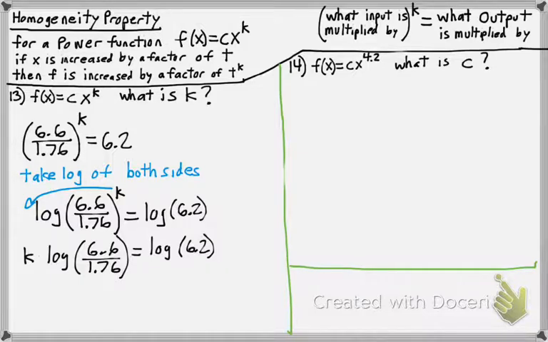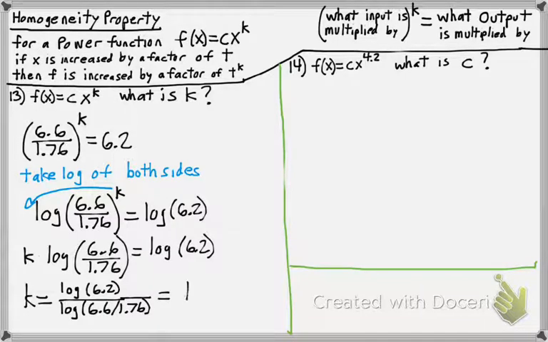And then we want to divide both sides by log of 6.6 over 1.76. So this will be log of 6.2 divided by log of 6.6 over 1.76. And this is something you can type in on your calculator. So if you do this, you should get k is equal to 1.38. So that would be the power k.